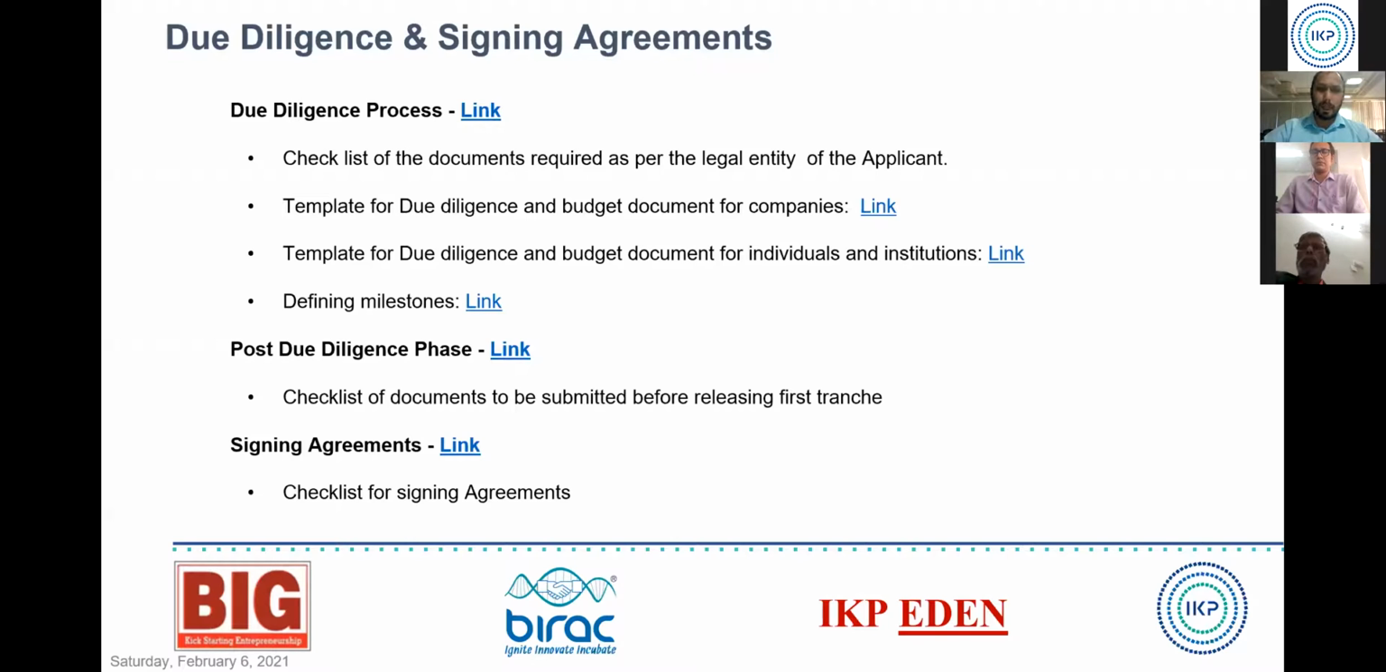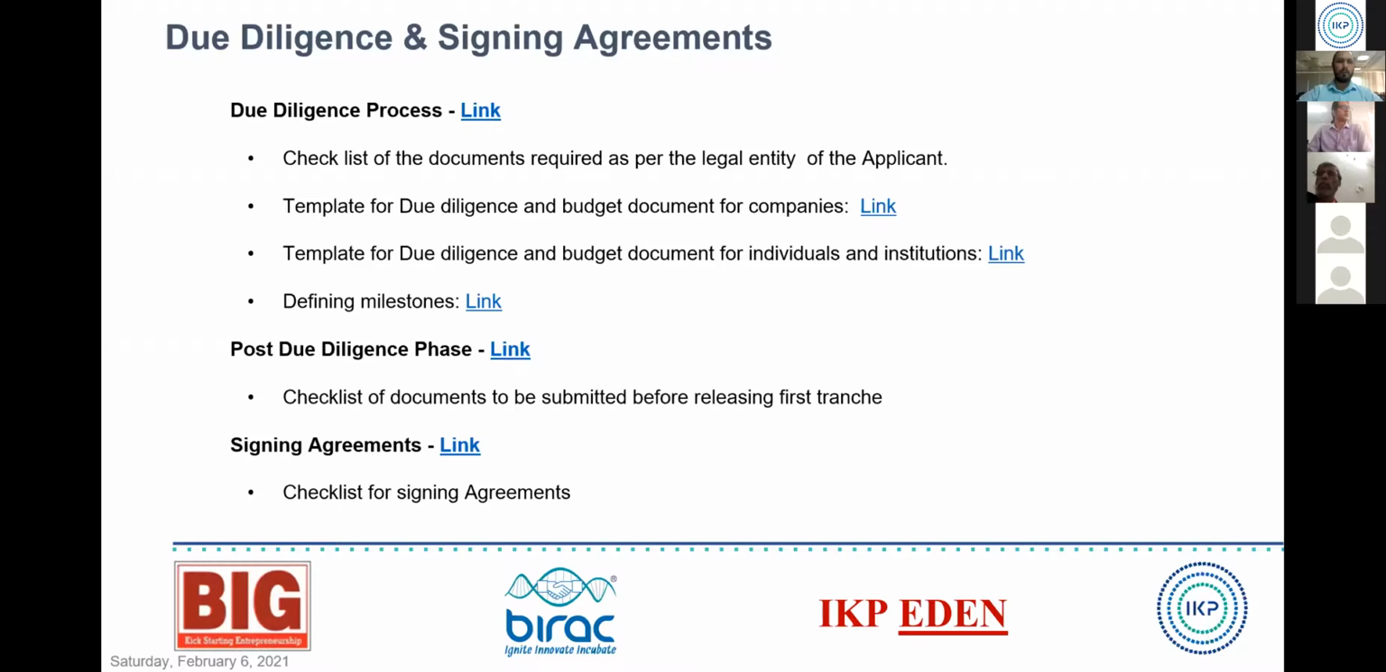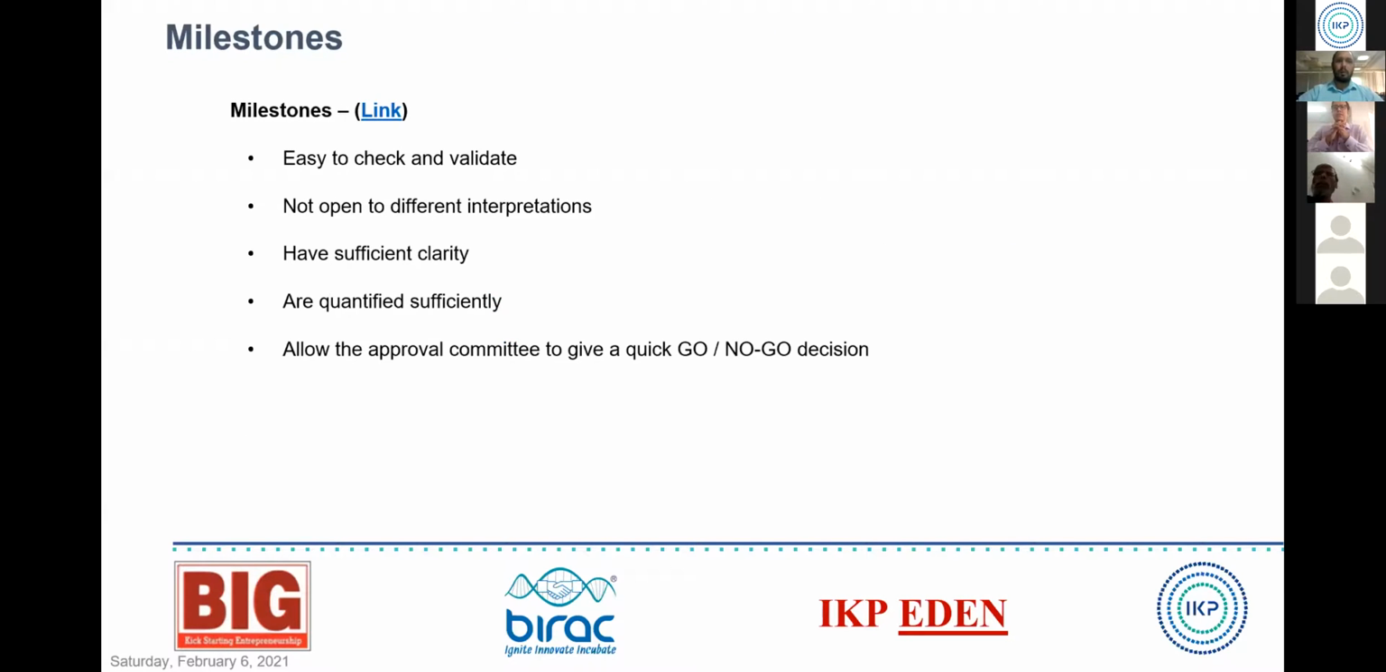And again, defining milestones. The post due diligence phase is basically a checklist of documents that might be asked, that you will have to submit before the agreement is signed and you can actually receive the first tranche. Again, for signing agreements, a checklist has been included in there as well.